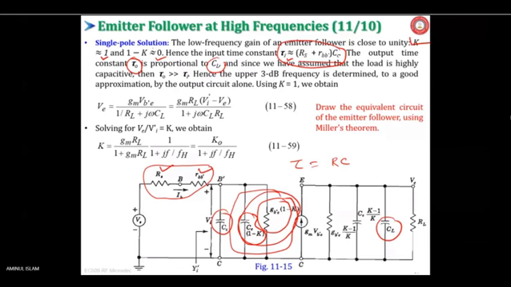Hence, the upper 3 dB frequency, and since we have assumed that the load is slightly capacitive, then To is much greater than Ti. Hence, the upper 3 dB frequency is determined to a good approximation by the output circuit alone using k equals 1. Okay. So it can be written like this.